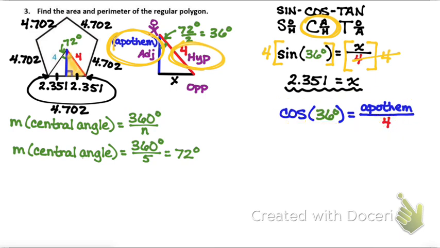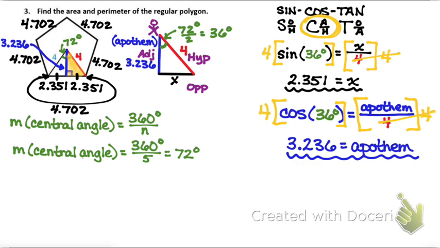So once again, we want to get rid of that denominator, so I'm going to need to multiply both sides by 4 to make that denominator cancel out. And then I will pop this into my calculator. And when I put that into my calculator, I get 3.236. So I've gone ahead and marked that on our little broken out triangle over here, but also on our original figure. I have 3.236 pointing to that apothem there.